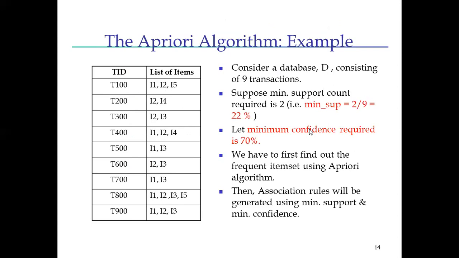So minimum support equals 2 by 9. Total 9 transactions are there, and we have taken a minimum support count of 2, so that becomes 22% as our support. And we have set the minimum confidence required, that is, 70% is the threshold value for the confidence. These are user defined values, minimum support and minimum confidence. So we have to find the frequent item sets using the Apriori algorithm. Then association rules will be generated using minimum support and minimum confidence.